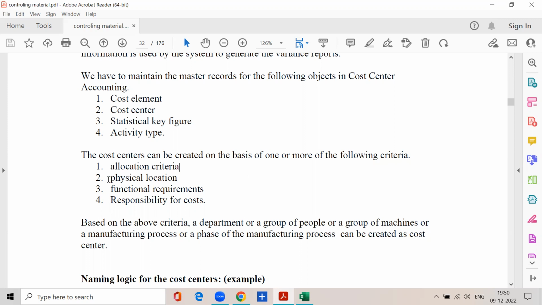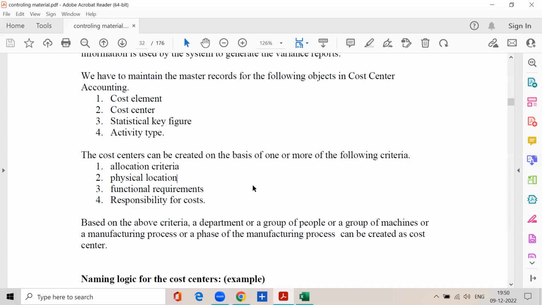Then physical location. Physical location means, in Hyderabad, you have the manufacturing department and the administration department. In Chennai, you also have the manufacturing department and the packing department. In that case, the manufacturing department and the administration department in Hyderabad are created as two cost centers. Again, in Chennai, we have the manufacturing and the packing department, and these two departments are created as two cost centers. So in Chennai and Hyderabad, you have the manufacturing cost center. That is how the system differentiates between the cost centers among the business areas.